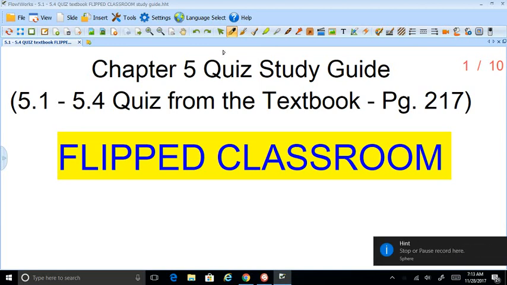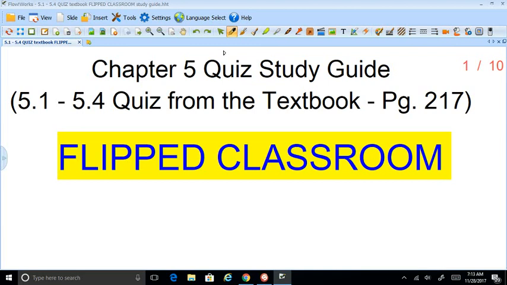Welcome to your Chapter 5 Quiz Study Guide. This is for sections 5.1 through 5.4, and we're going to go through the quiz that can be found in your textbook on page 217. Have out a sheet of paper and a pencil, and pause the video as you get to each problem. Solve them before I do, and then listen as we go through them to find the correct solutions.